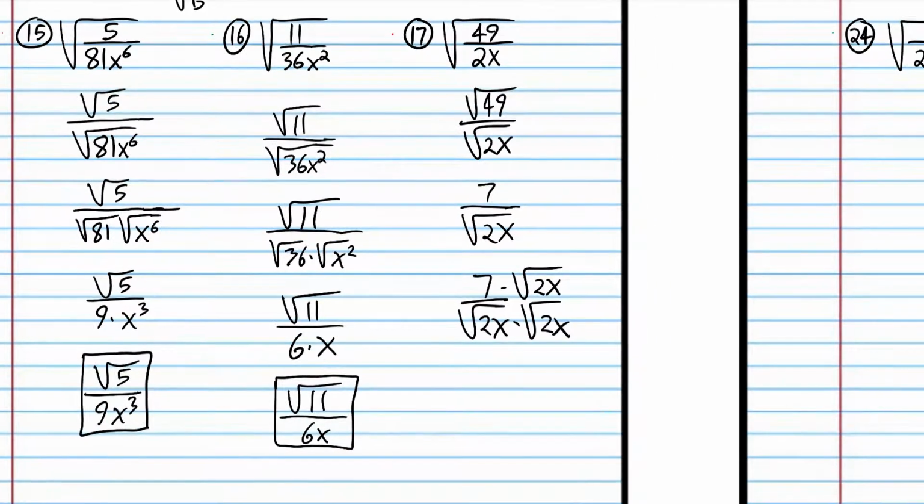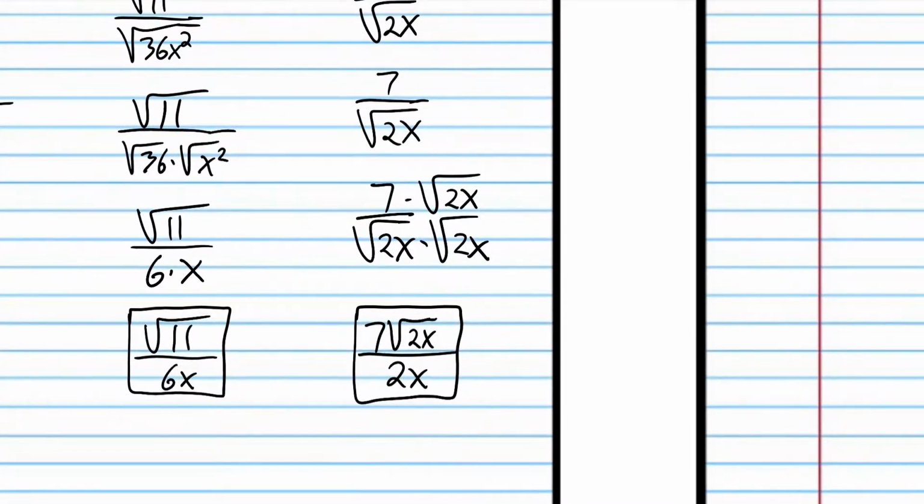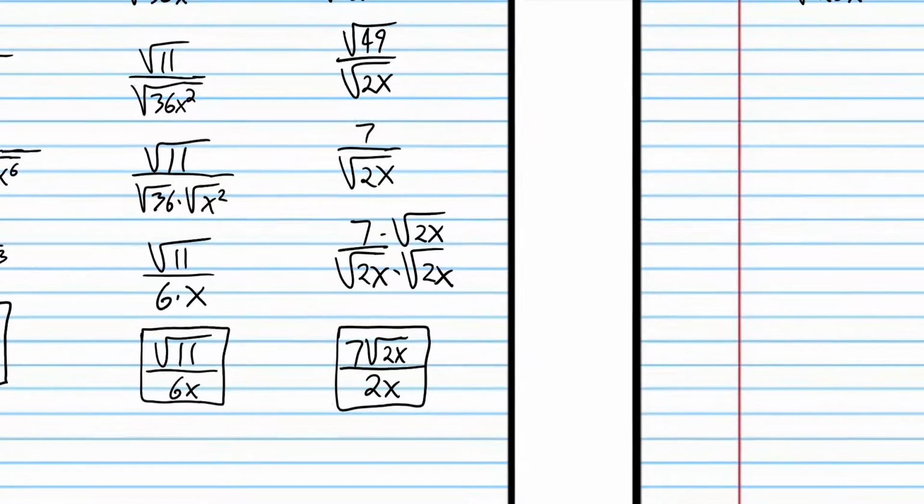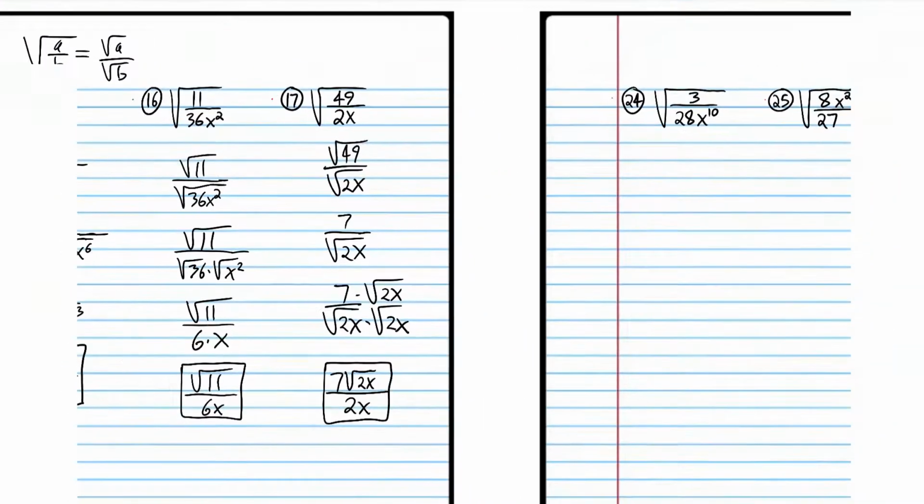And then we get 7 root 2x. And again, I'm just skipping forward here. Root 2x times root 2x is just 2x. Whenever you multiply a root by the same root, you just get rid of the root. As long as it's a square root, you're going to find that's not necessarily true with other roots, but with a square root, that's true.